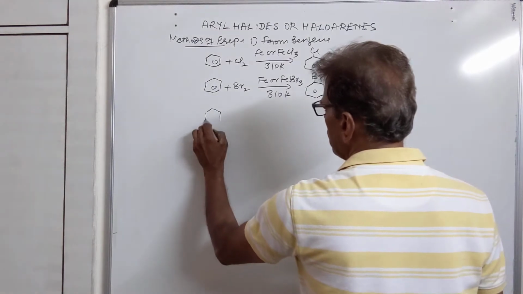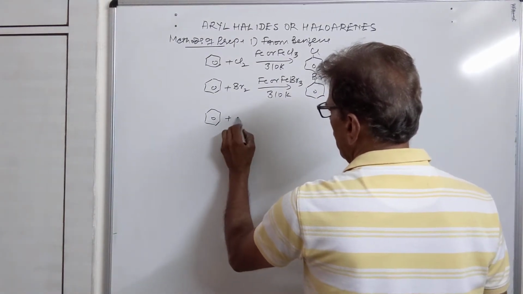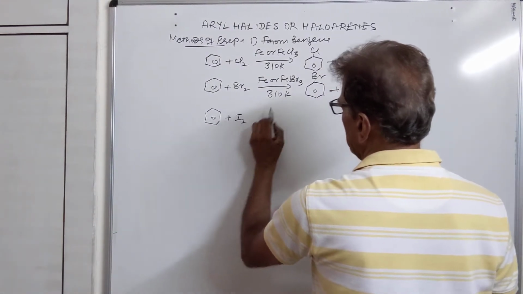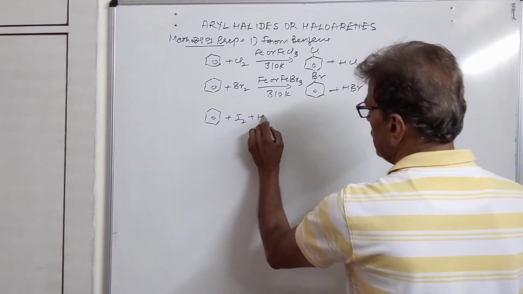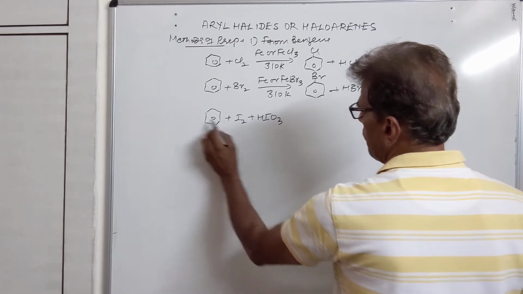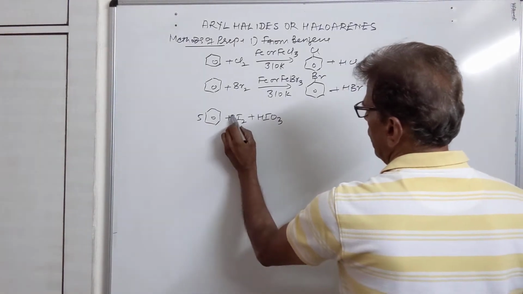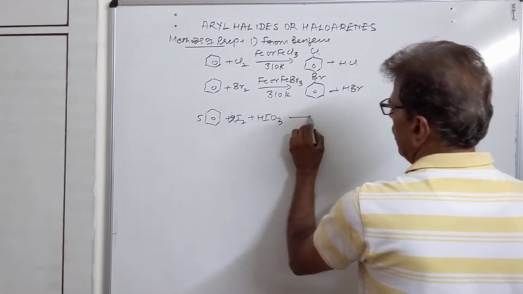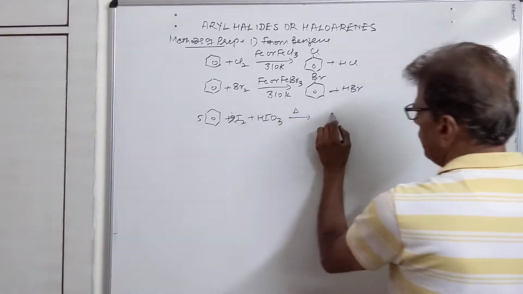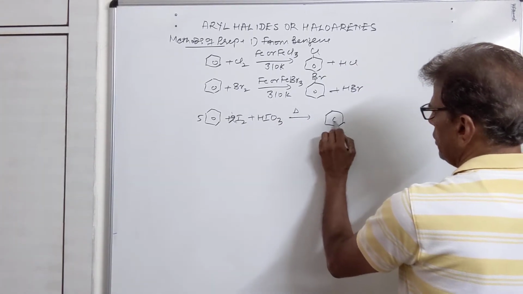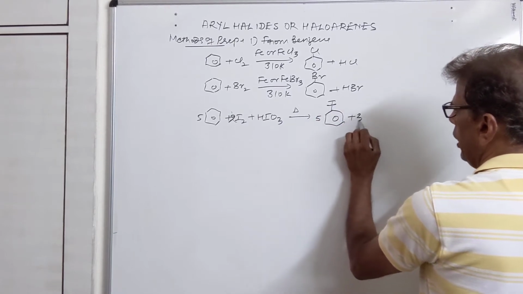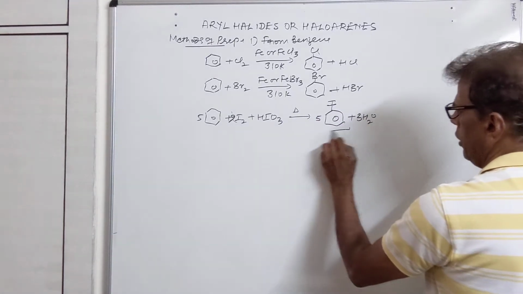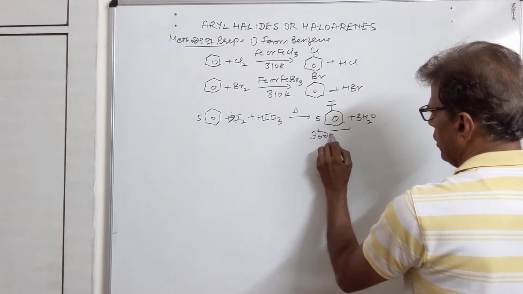Then we have preparation of iodobenzene. In iodobenzene preparation, the reaction does not take place like this. It will need a mild oxidizing agent like HIO3, which will decompose HI. Otherwise, the reaction will be reversible and we won't be able to get iodobenzene. This method gives iodobenzene.